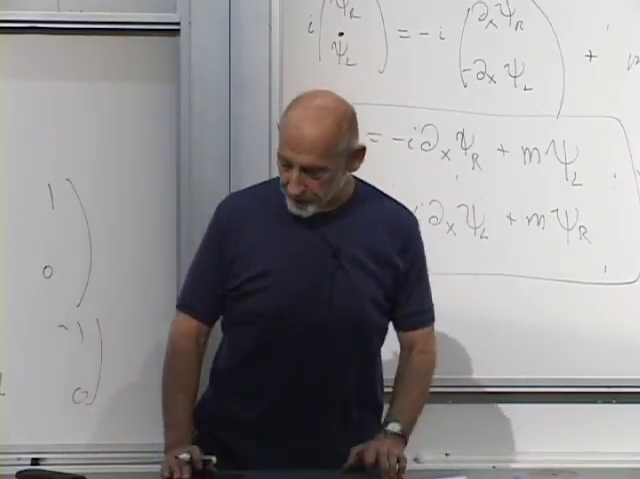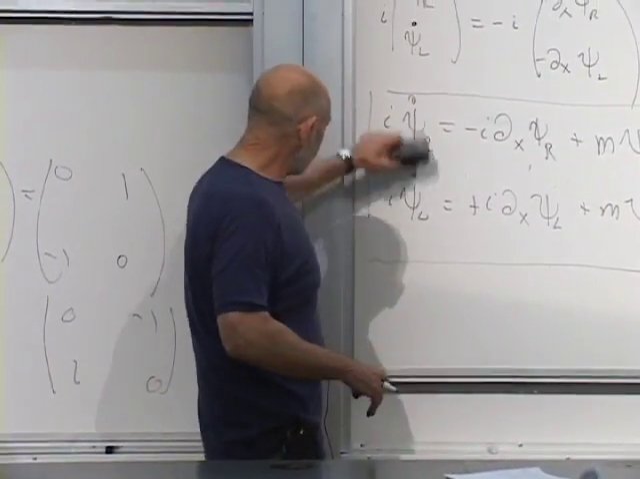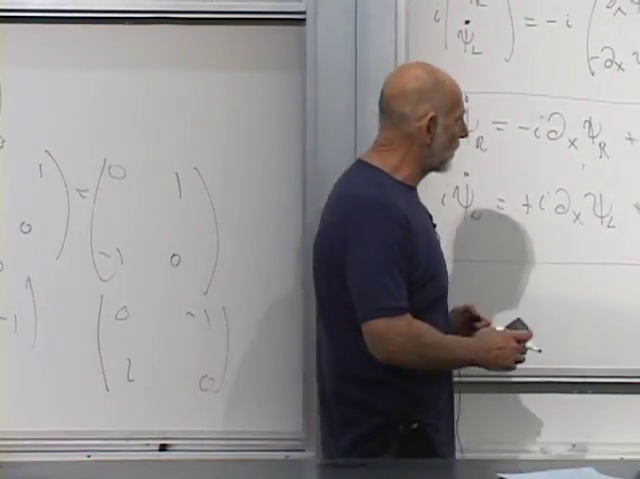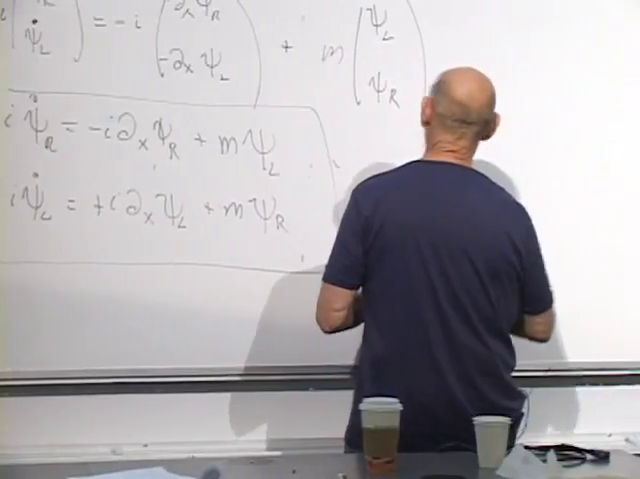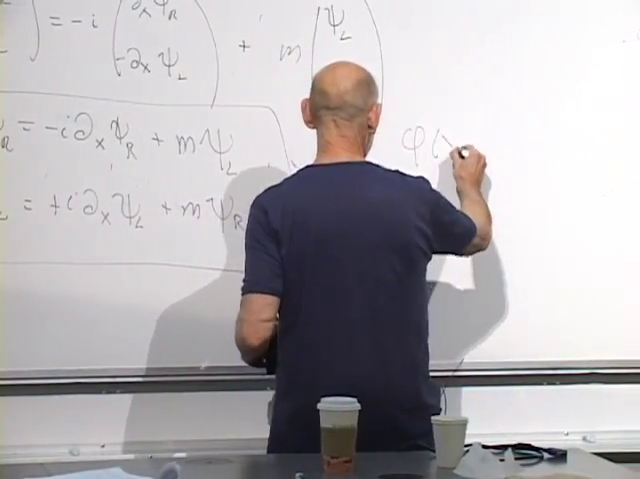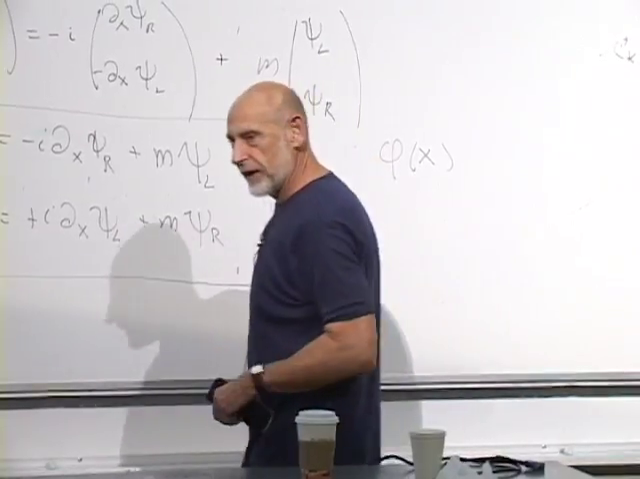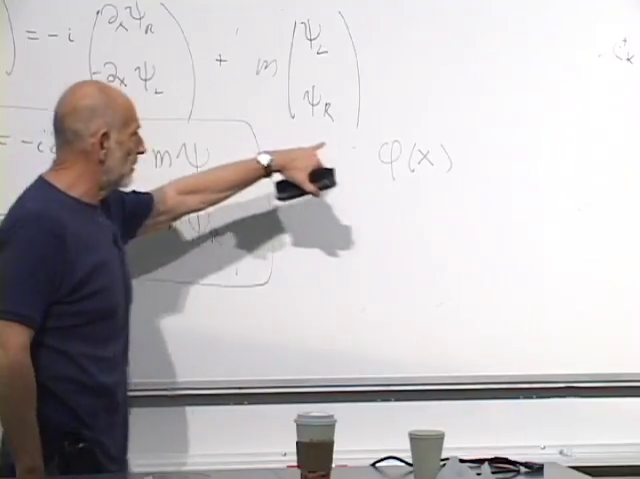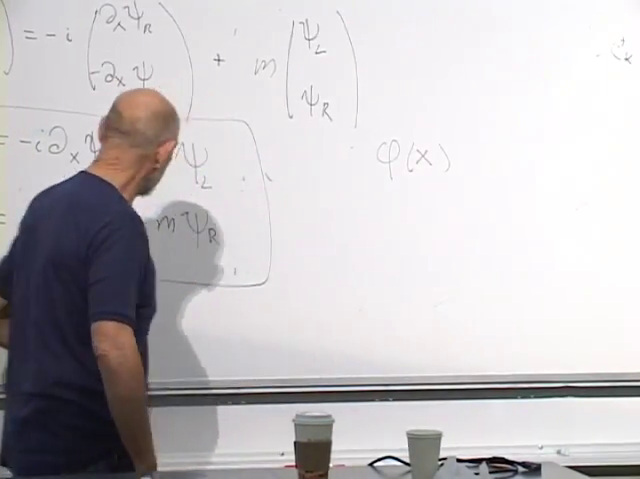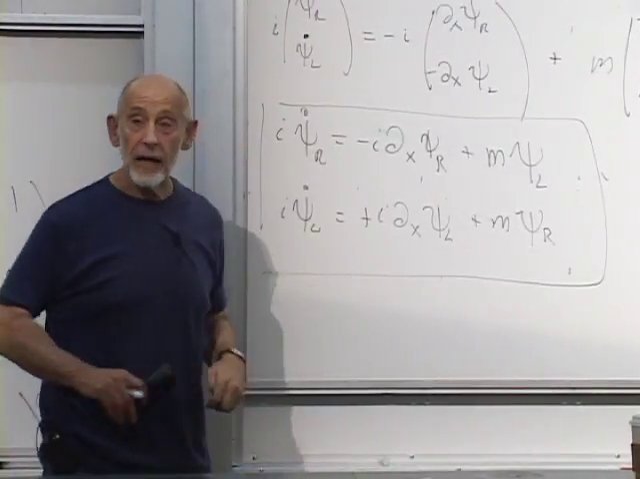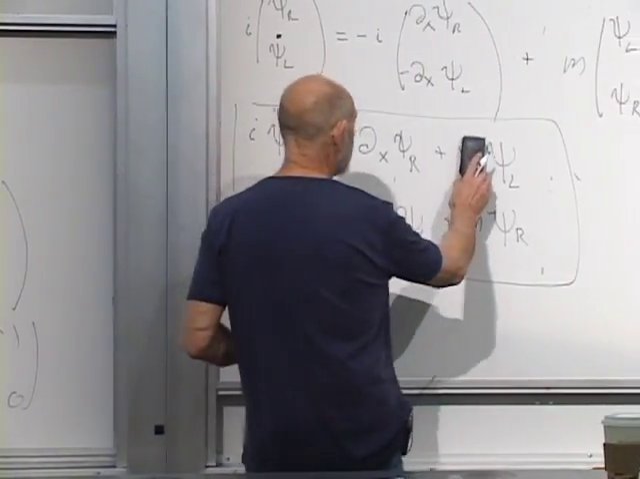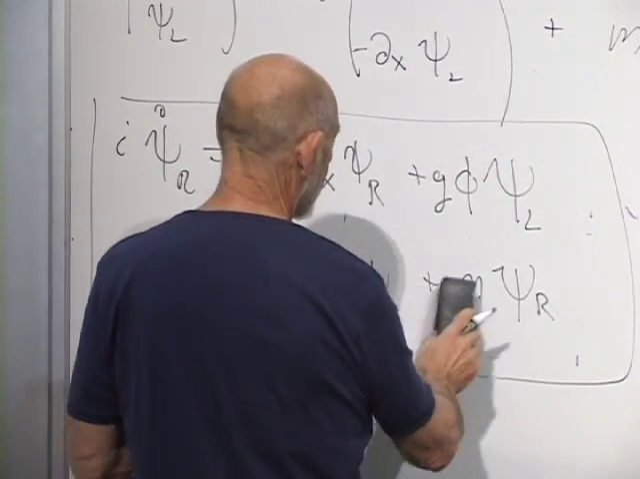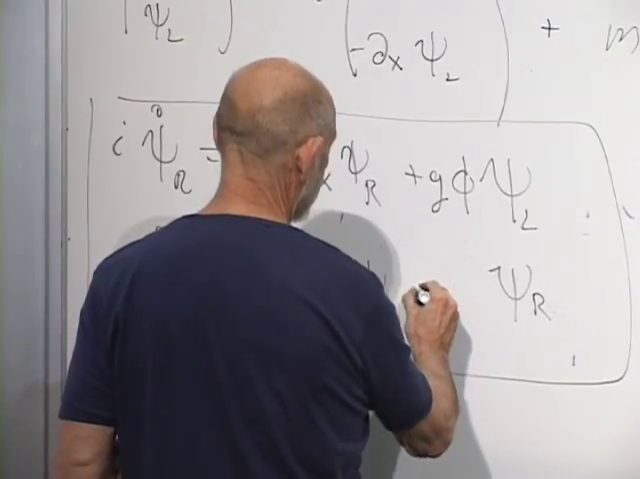The equations of motion for the fermion fields and the Higgs field. The Higgs field is another field. Let's call it phi of x. And it's a scalar field, whatever it is, phi of x. The equations of motion, first of all, contain an equation of motion for phi. Let's not worry about what it is. But the Dirac equation becomes a nonlinear equation. And it becomes a nonlinear equation in which there's a coupling constant and a phi.